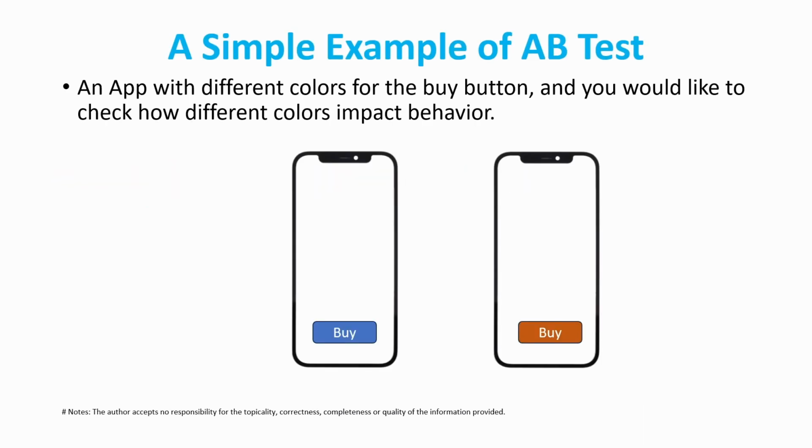Suppose that you are designing an app and you would like to see how different colors of the button can impact some behavior. So you design one version as a blue button and another version as an orange button. Of course, this is a hypothetical example.